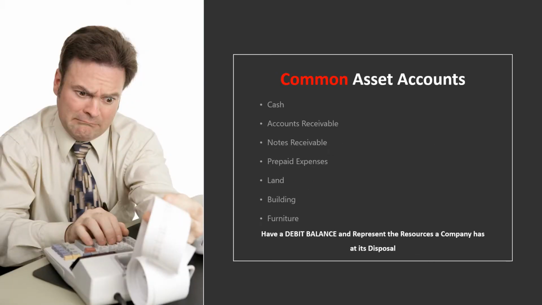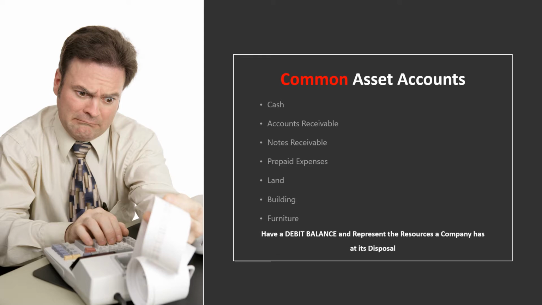We're looking here at common asset accounts. And quite simply, these are things that the company has that are assets to it that they're going to use for future value. Obviously, cash, they're going to use it to buy things. Accounts receivable, that's money that's going to be coming into the business. Notes receivable, same thing. Prepaid expenses, these are expenses that have already been paid for, they're taken care of. Land, again, that'll be used in the future and is being used. Same for building and furniture.